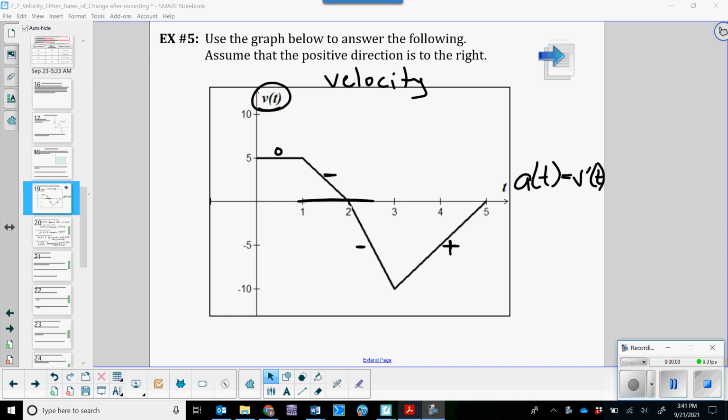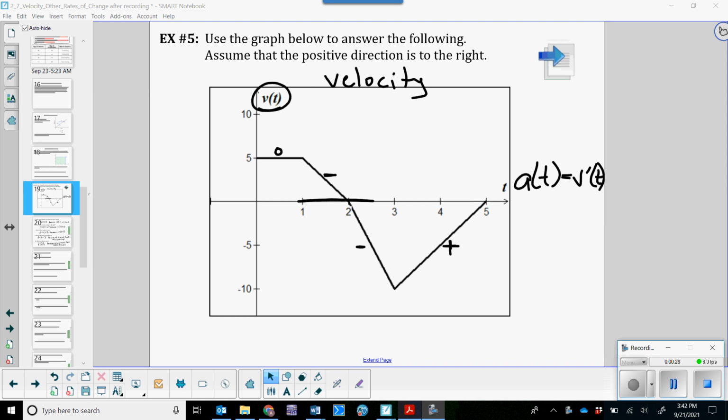So this is a continuation, or I guess the completion of the notes about velocity and other rates of change. At the end of the last video, we had done a little bit of this question. So now I'm going to finish all of these 28 things that it asks about this graph. And so we'll just want to review real quickly.